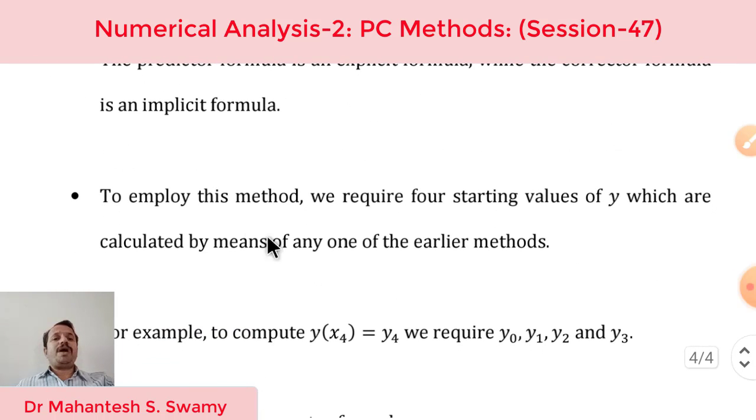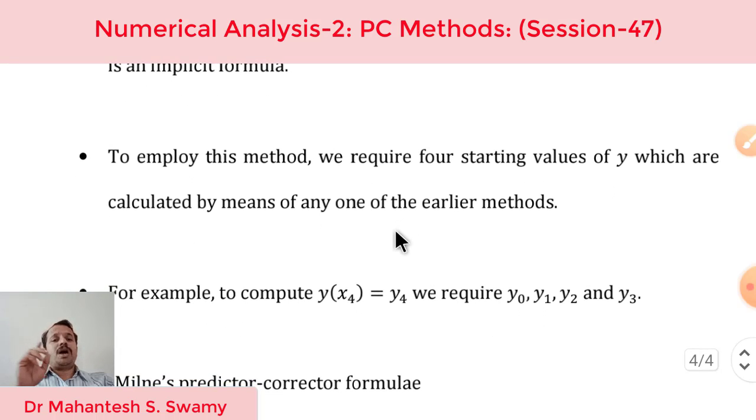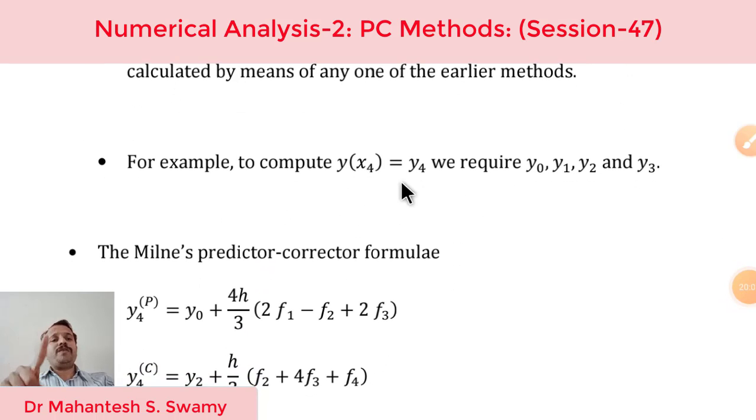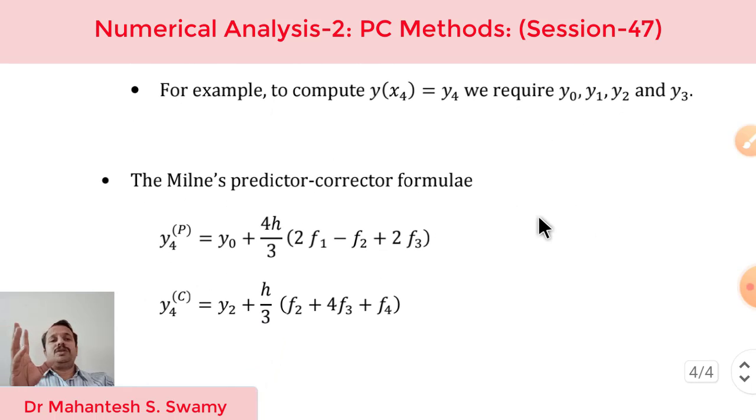And to employ this method we require the 4 starting values. Just now I told you, and out of these 4 starting values, one will be in our hand with the initial condition given, and 3 more are to be evaluated using any one of the known techniques. For example, to compute y4 we need y0, y1, y2, y3, and out of these 1 will be in our hand and 3 are to be calculated using any known technique like Taylor series method or Picard's method. So this is a very interesting method.